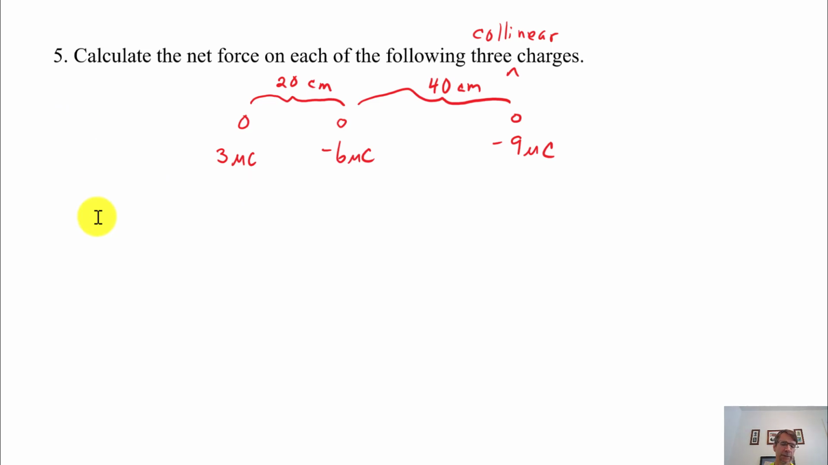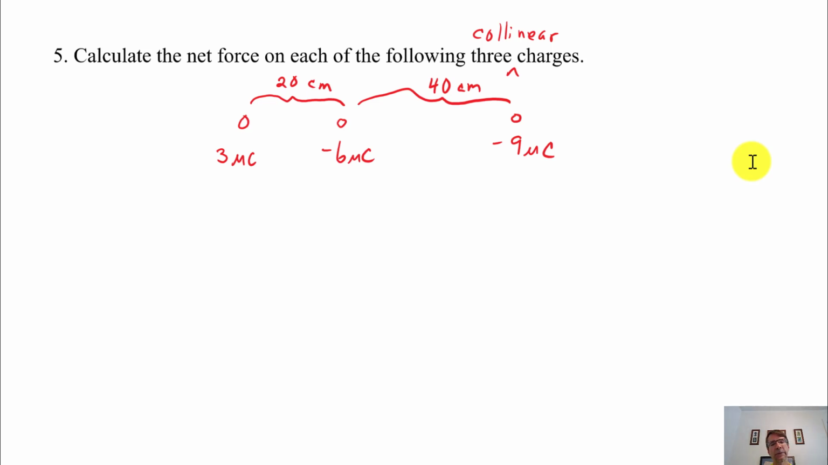So we're calculating Coulomb's law forces, electrostatic forces, and now we're going to be looking at the vector nature of these. Here we have three collinear points. I meant to say that in the problem here. Three collinear points. They're on a line, separated by 20 centimeters and 40 centimeters. 3 microcoulombs, -6, and -9 microcoulombs. Micro is 10 to the -6 once again.